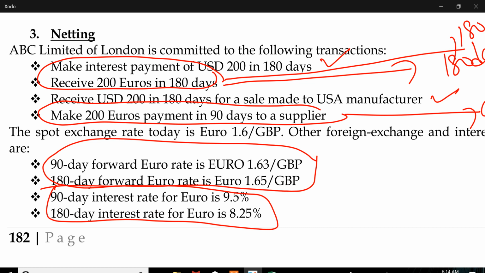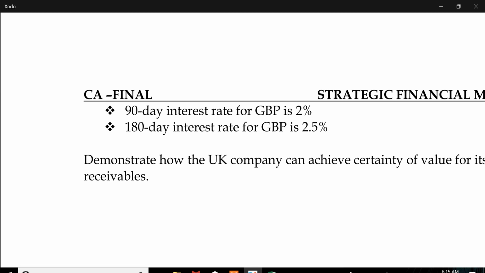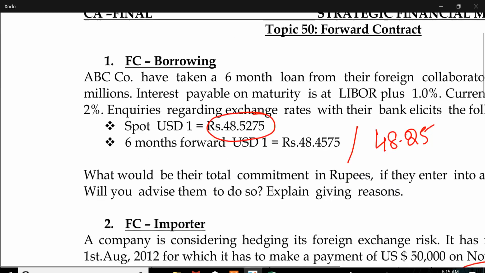Point number 1, using a forward cover. Point number 2, creating a euro deposit. Point number 3, creating a GBP deposit. Next point, select the alternative having lower outflow.